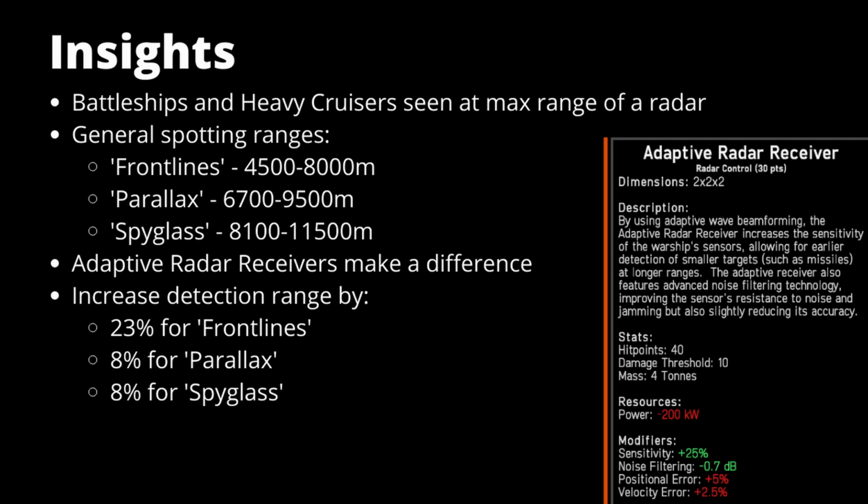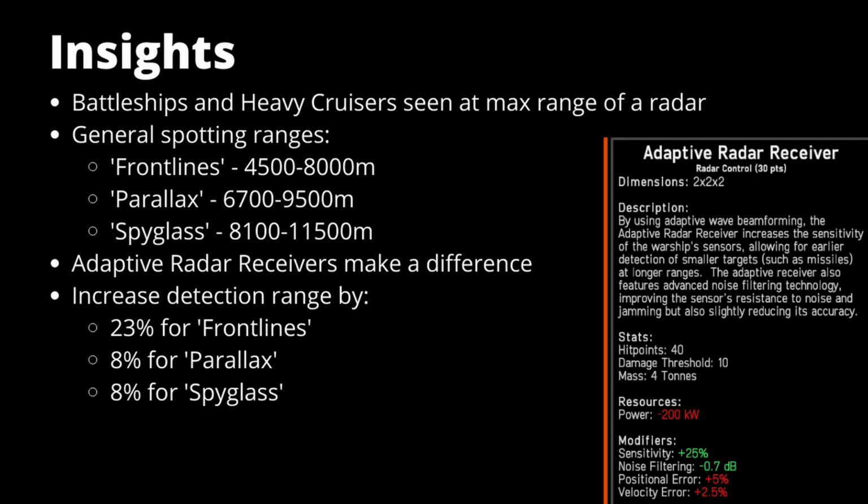Other things that I've seen is that the adaptive radar receivers do make a difference, particularly on the Frontline, where you get a 23% increase in your ability to detect at a further range. And then for the Parallax and the Spyglass, you get about 8% each from the figures that I've captured in the previous tables. So for your Frontline, you'll be able to see an angled corvette or frigate around the 4,500 and 5,000 meter mark respectively, and you now bump that up to 5,500 meters and 6,300 meters with an adaptive radar receiver.